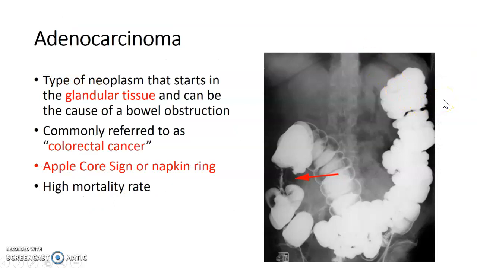Adenocarcinoma. So it's a type of neoplasm that starts in the glandular tissue and can be the cause of a bowel obstruction. It's commonly referred to as colorectal cancer. This red arrow here on my image is pointing to something we call the apple core sign or the napkin ring. It's really a tightened area here where the neoplasm is. This has a high mortality rate.